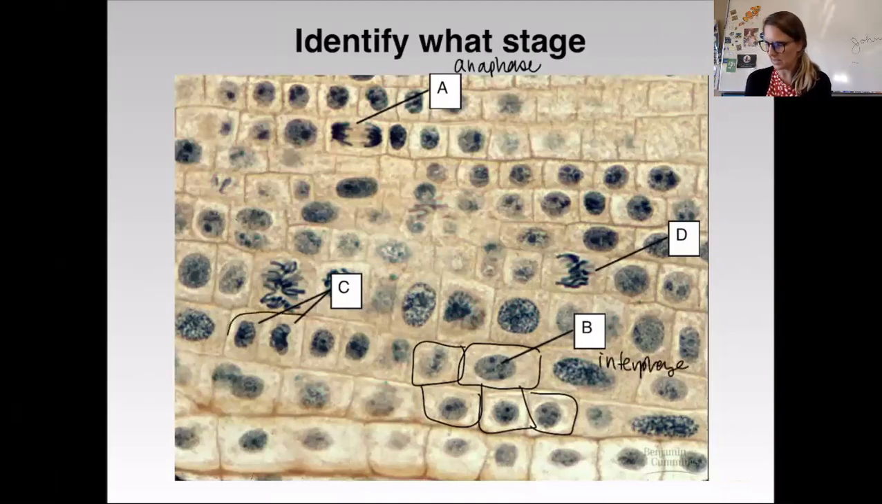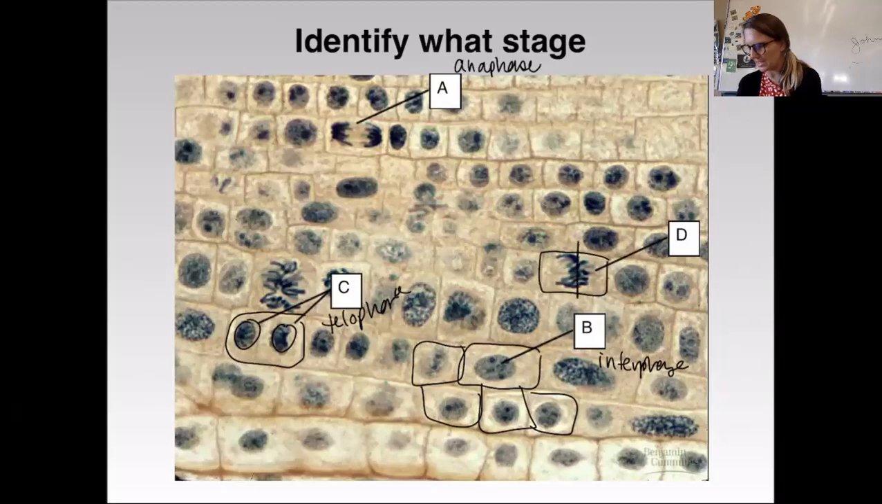C, this is a cell that was just divided, but you can see new nuclear envelopes forming. So that would be telophase. And D, here's the cell. You can see individual chromosomes, but you can kind of see a line here, right? The metaphase plate. So that would be metaphase, all right?